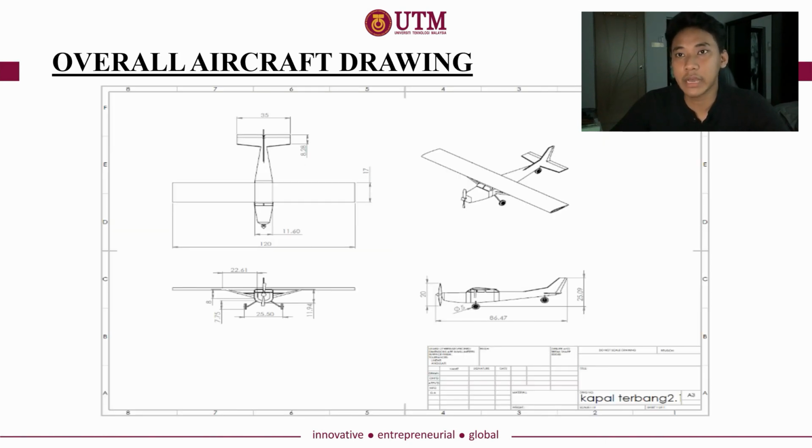And the final part is our overall aircraft drawing. So this is the rough drawing of our aircraft. We have the side view, the plan view, and the front view, and it includes the dimensions of our real scale aircraft, which will be used in the next further calculation and further analysis in our aircraft design. So that's all from me for the preliminary and also the conceptual design. Thank you.